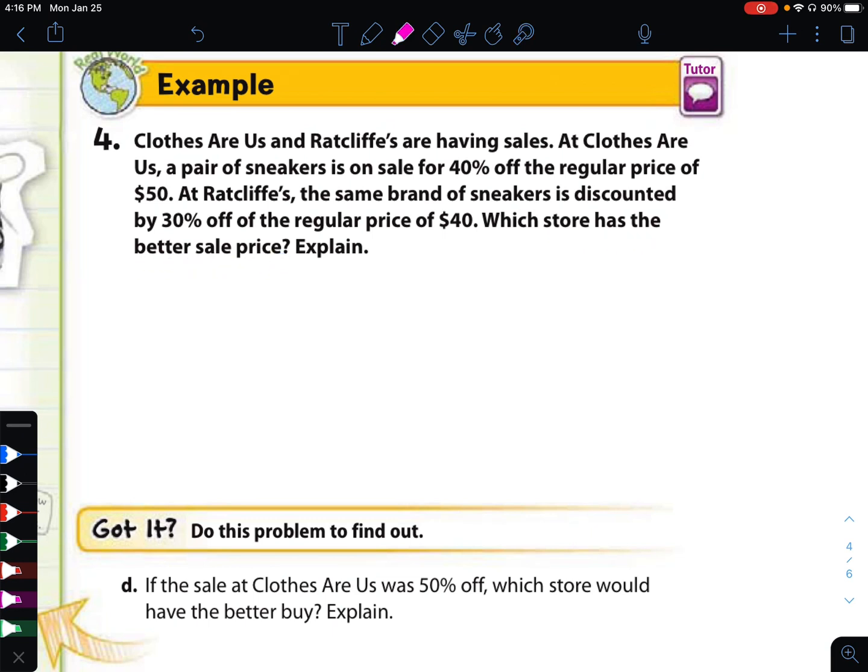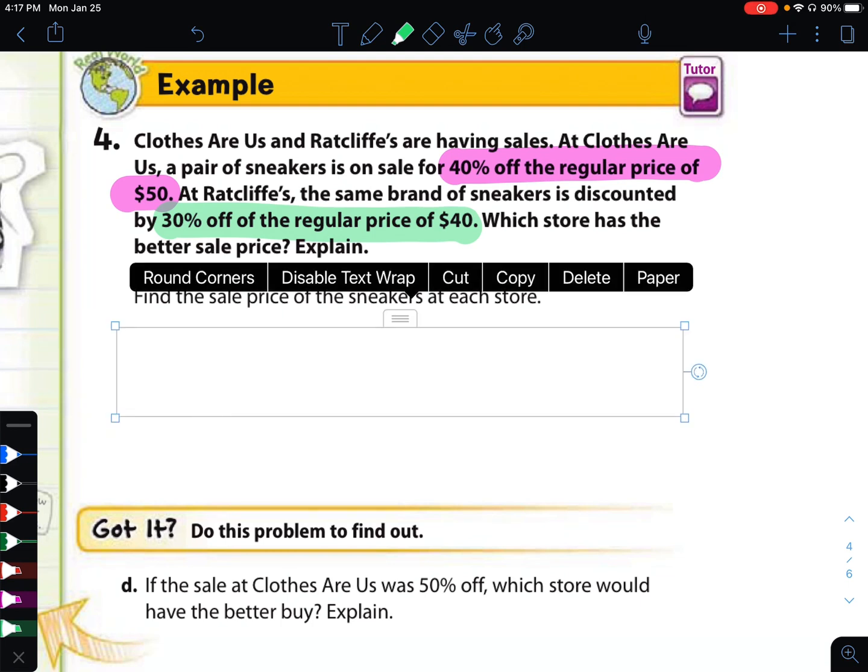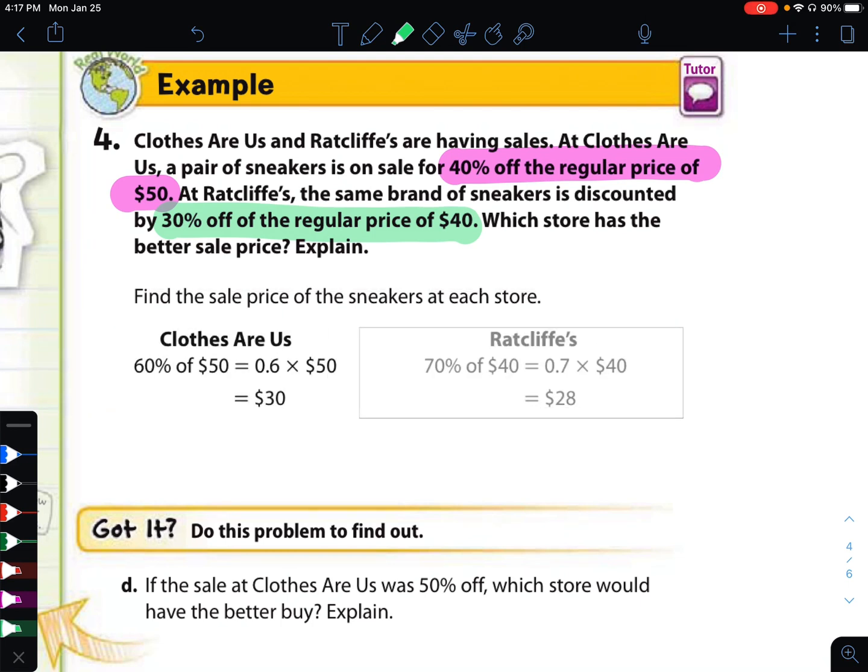So again, you'll need math to answer this question. We know that at Clothes R Us, it's 40% off $50. At Ratcliffe's, it's 30% off $40. So which is the better buy? That's what it's asking. So for us to find out the better buy, we first need to find the sale price of the sneakers at each store. Let's take a look at Clothes R Us.